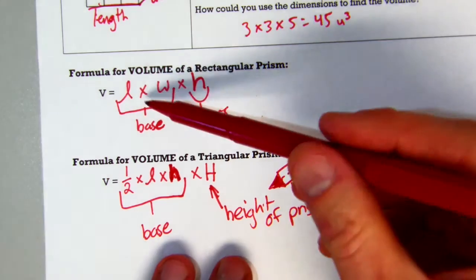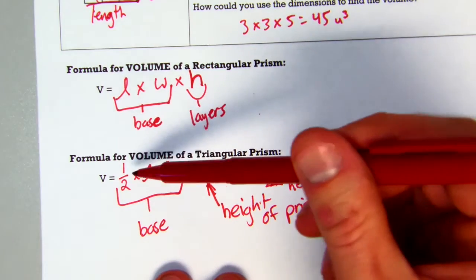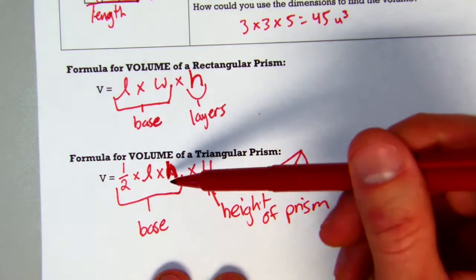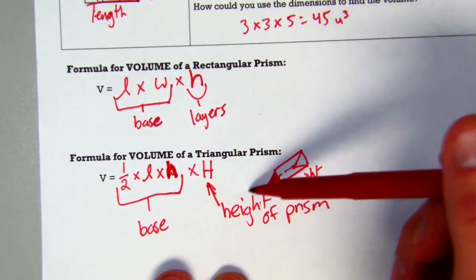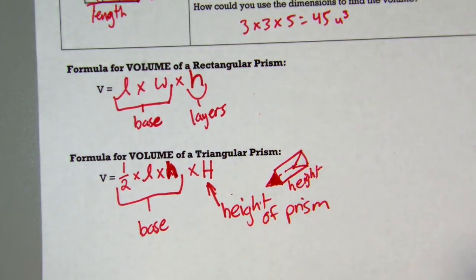So two equations: length times width times height, and then half times length times your height, which is the height of your triangle, and then times the height of the prism. Let's go ahead and use those to solve a few more problems here.